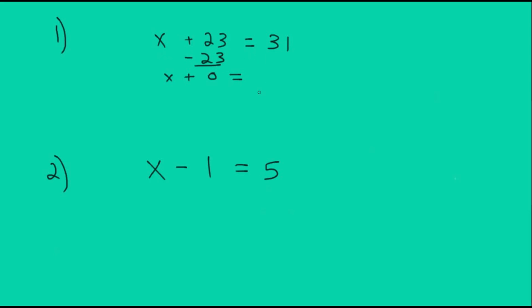And remember, in an equation, we always have to do the same thing on both sides. So remember, we have to subtract this 23 from this side also. So now we have 31 minus 23, which is 8. So now our x is going to be equal to 8.